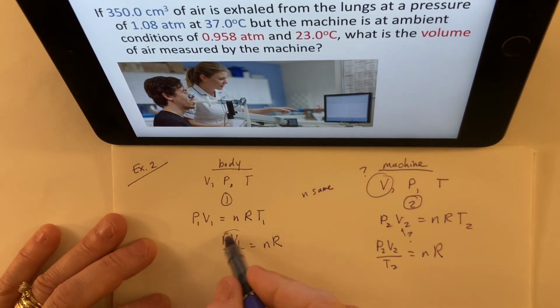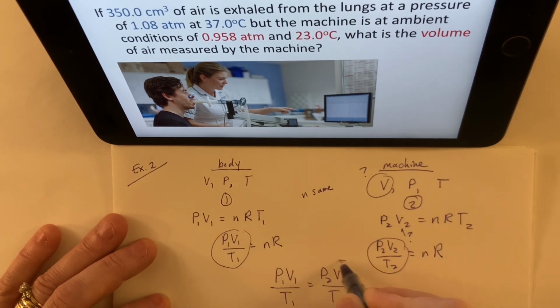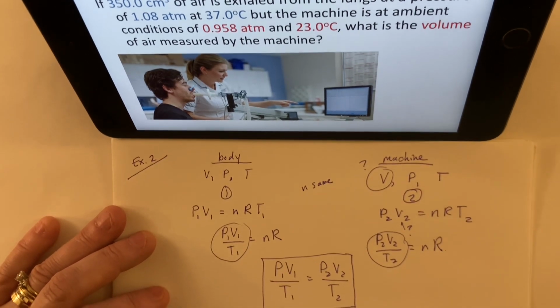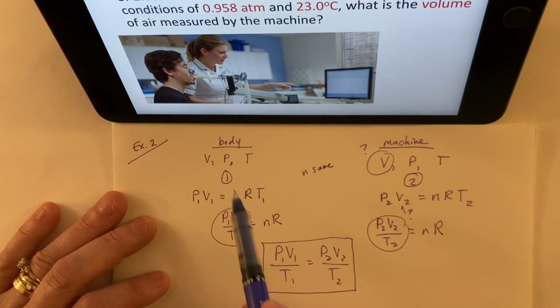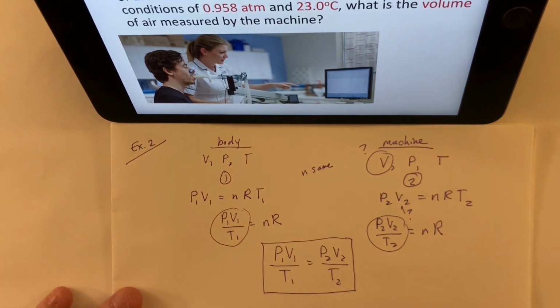So both of these quantities are equal to nR. They're both equal to the same thing, so we can set them equal to each other. P1V1 over T1 is equal to nR, but nR is also equal to P2V2 over T2. This gives us a new equation. We just derived a new equation that helps us with a situation where we're changing the gas sample. So that's going to help us solve this. We just have to do a little algebra to solve for V2.